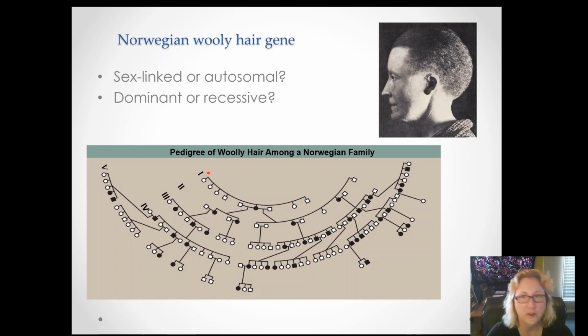So this is a dominant trait, which also tells us that this is not a null allele. A null allele is going to be a recessive allele. So that means this gene is doing something. It's mutated, but it's still being transcribed. It's still making a gene product.